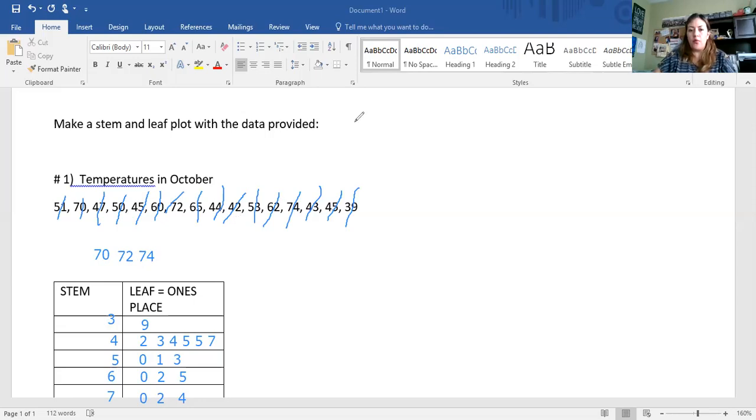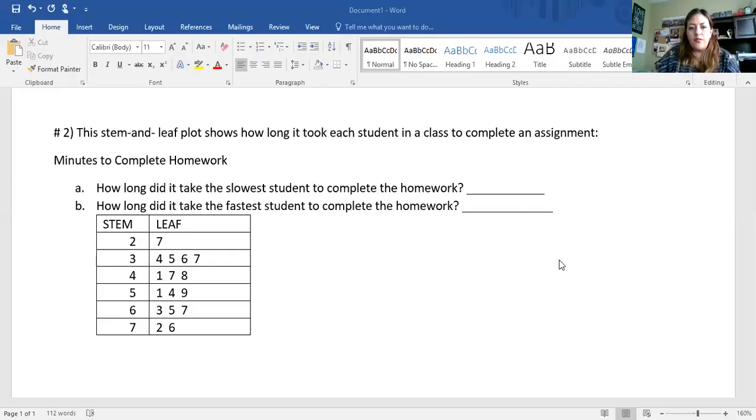Now I want to show you another problem that you're going to see using a stem and leaf plot. So let me show that to you. Okay, so this is another problem where the stem and leaf plot is already created for you. So you have to analyze it and get your data from there. Problem number 2 says, this stem and leaf plot shows how long it took each student in a class to complete an assignment. Minutes to complete homework. A, how long did it take the slowest student to complete the homework?